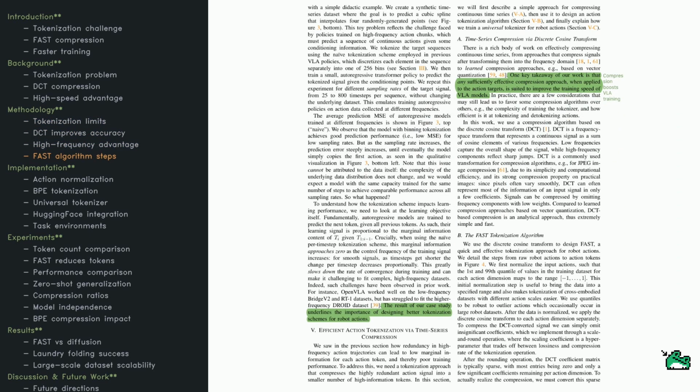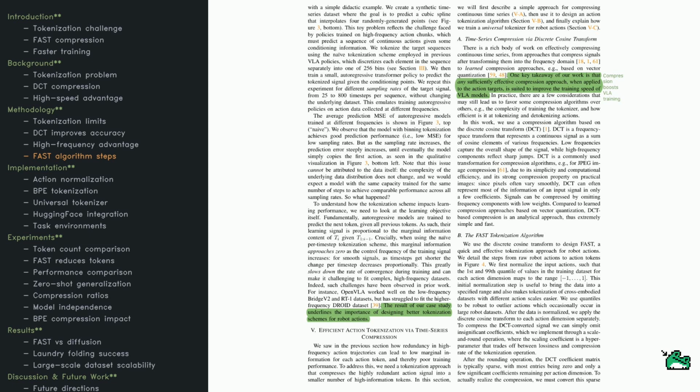Continuing on, let's unpack how FAST uses the DCT for compressing high-frequency robot data. The core issue is that fast robot movements often produce redundant signals. Each action is nearly the same as the last. That's not a lot of fresh information for the model to learn from.